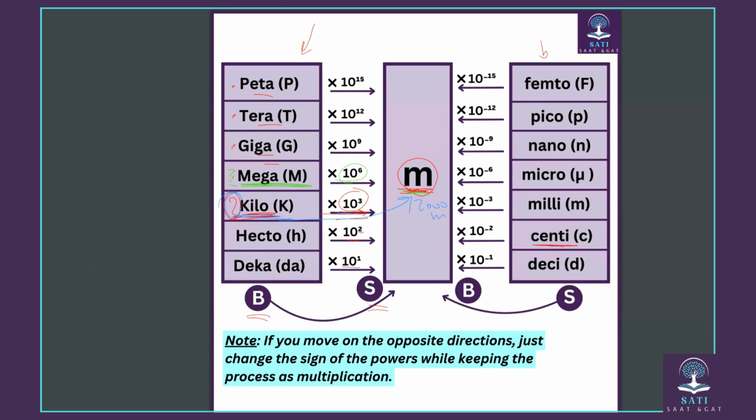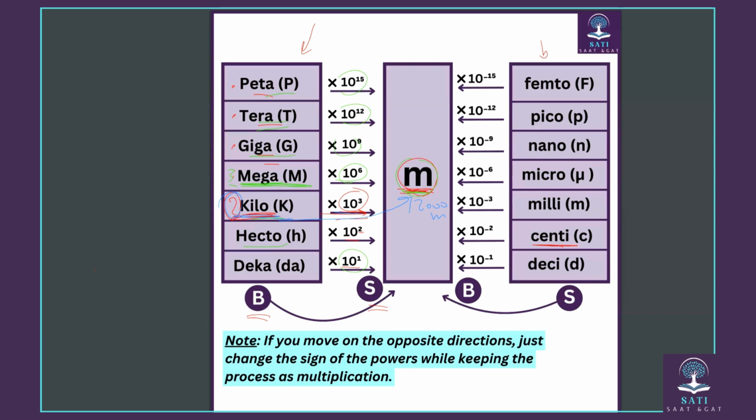So if I want to move from these units into this unit, which is in the middle, I multiply by these numbers. So I need to memorize these numbers and link them. Deca is 10 power 1, hecto 10 power 2, kilo is 10 power 3, mega is 10 power 6, giga is 10 power 9, tera is 10 power 12, and peta is 10 power 15. I need to memorize it.